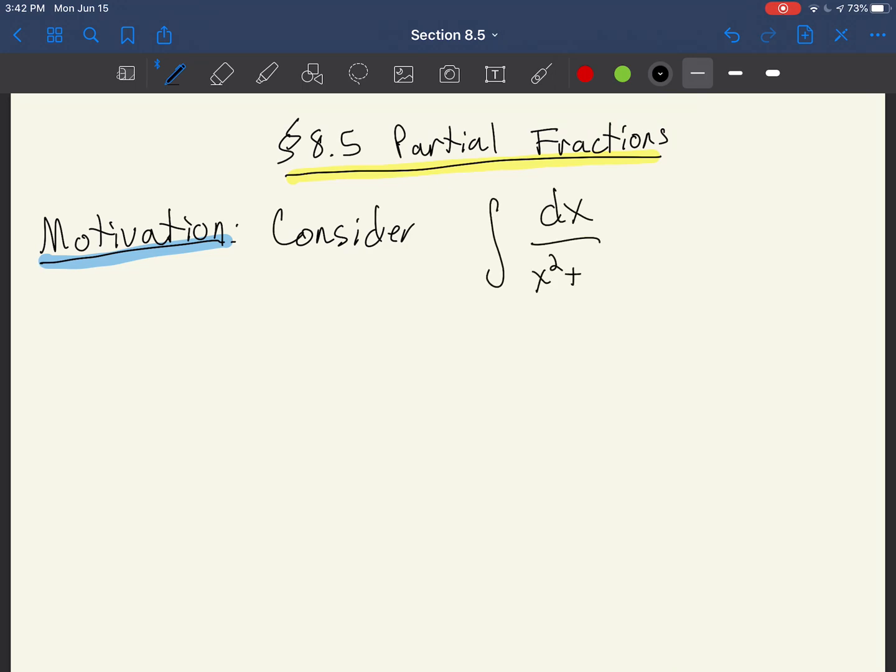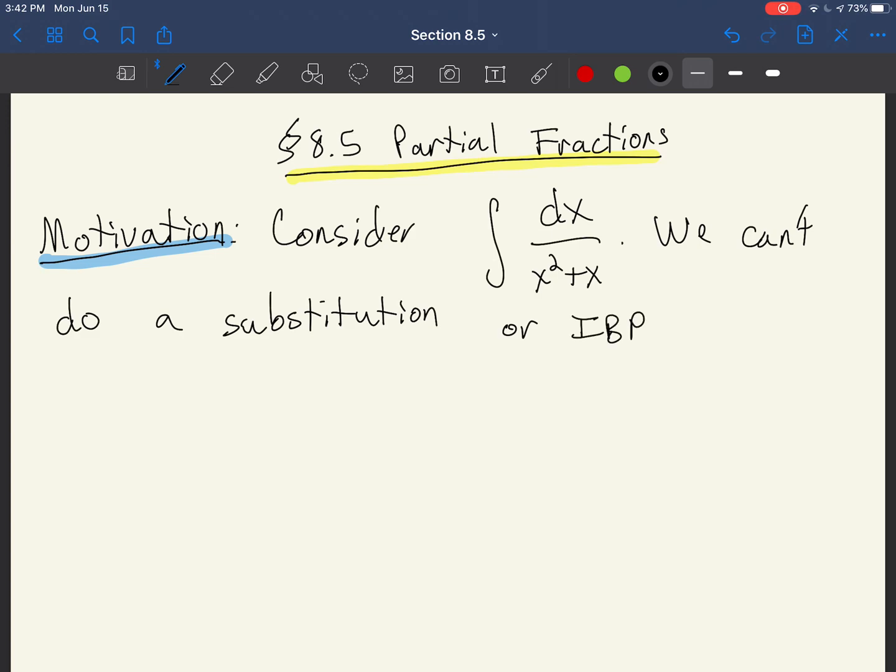Consider the integral dx over x squared plus x. So if you were to try to integrate this, you would first try u-substitution. You can't do this with a u-substitution. You then might try integration by parts, and we can't do integration by parts. Looking at this, if you let u equal x squared plus x, which is what you'd probably want to try, you would get du equals 2x plus 1, and then you have no way of getting rid of that x, so you have too many variables.